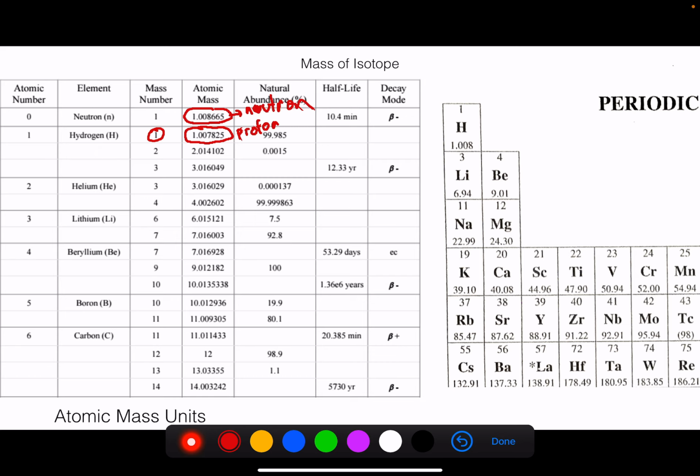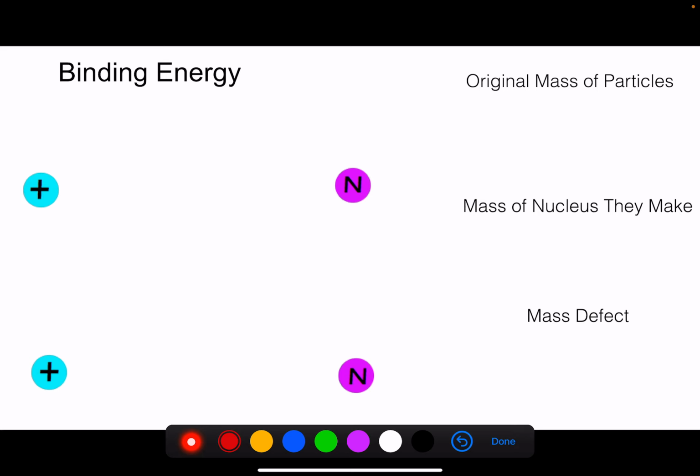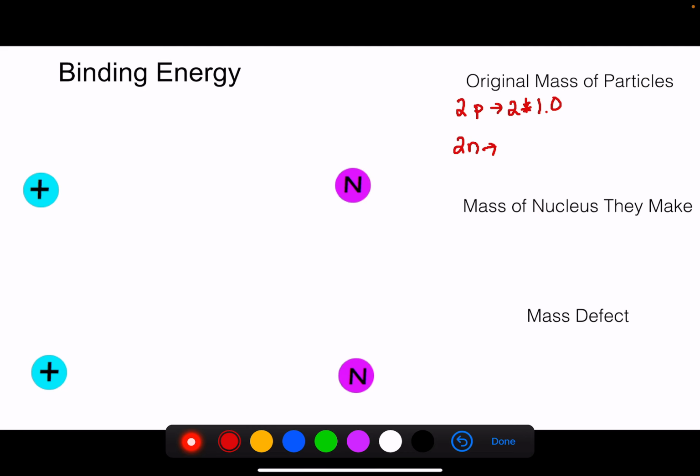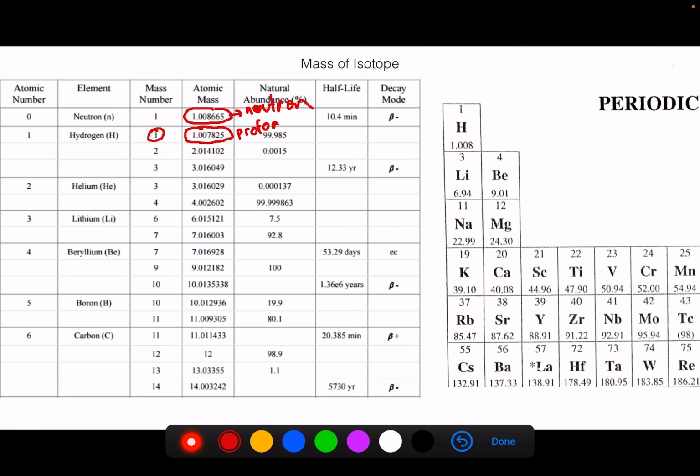Okay, so we're going to jump ahead and you get the mass of your original particles. So we have 2 protons and 2 neutrons. It's going to be 2 times, and again, you check back here, a proton is 1.007825. And then 2 neutrons. Make sure you don't round. I know you want to round these, but you can't round them.